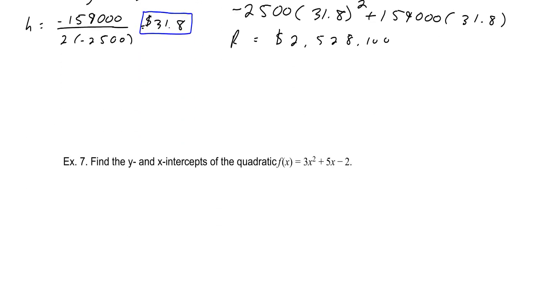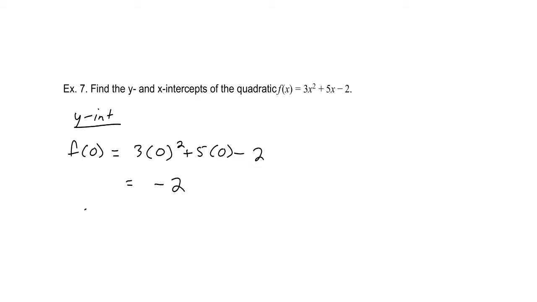All right, our next question is finding the x and y intercepts, okay, of this function, which the y-intercept is simple enough. Y-intercept is finding f of 0. If we input 0 as an input, whatever our output is. So 3 times 0 squared plus 5 times 0 minus 2, which is negative 2. So our y-intercept is the point (0, negative 2).